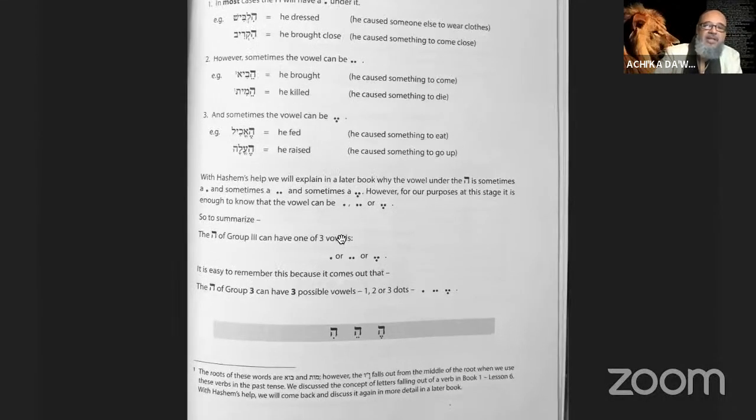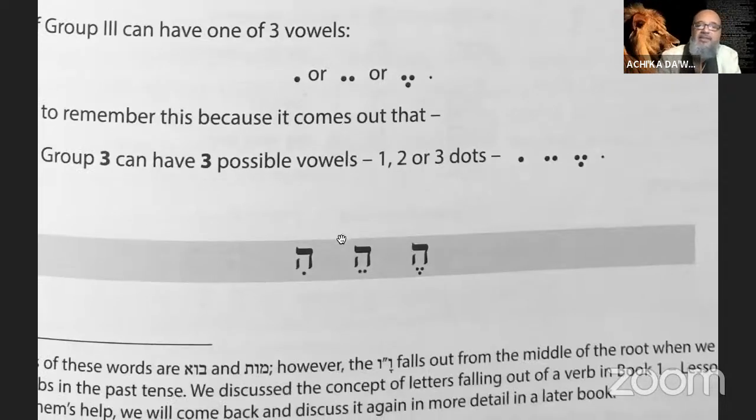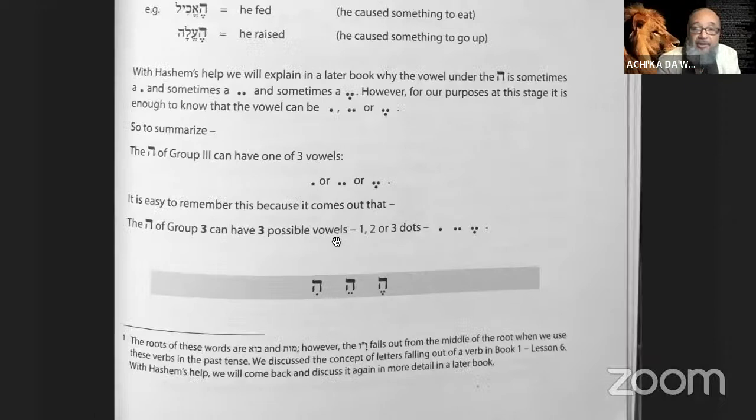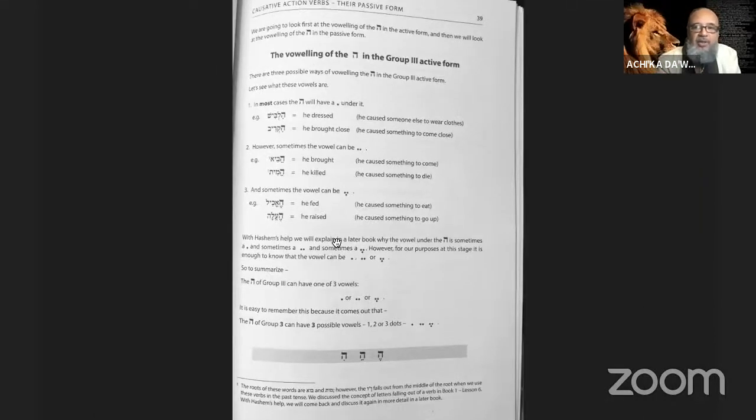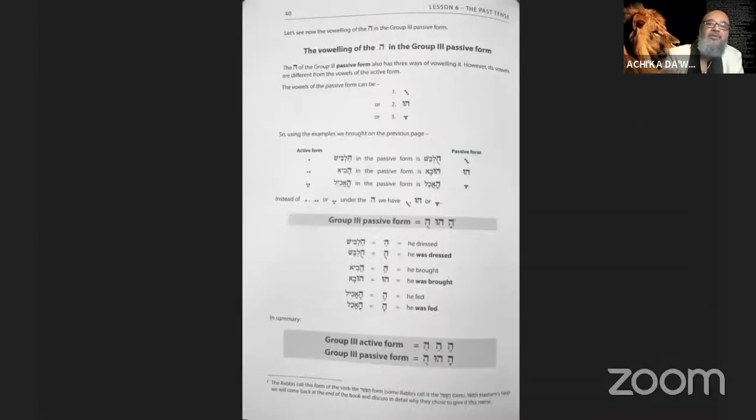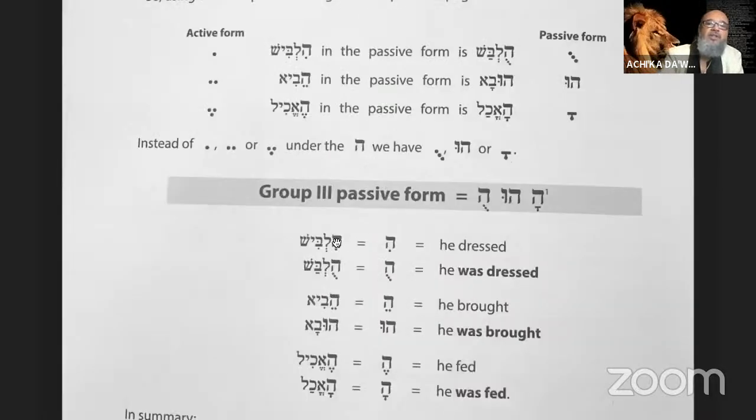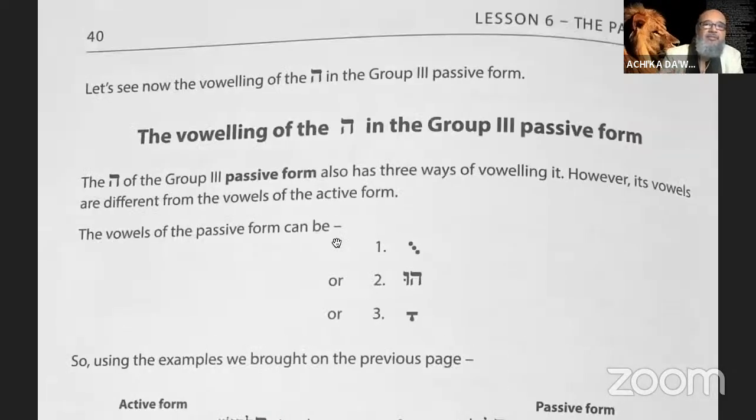Then at the bottom, they tell you, oh, it can look like this. It can look like that. It can look like that. But they don't tell you what those dots mean because it has to do with the deeper level of grammar. Okay. And I don't want to go into it because I don't want to confuse you even more. Now let's take a look at this.